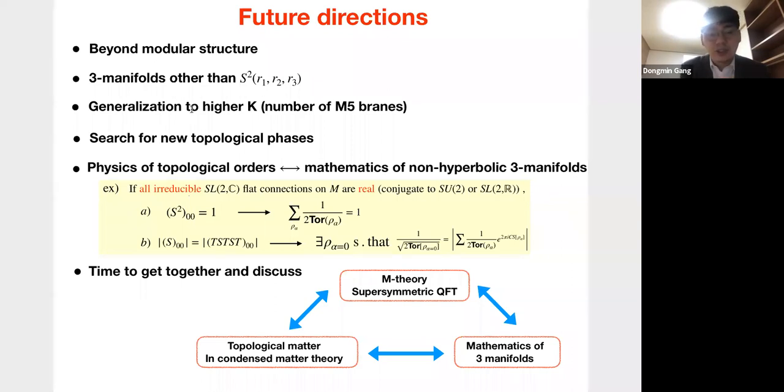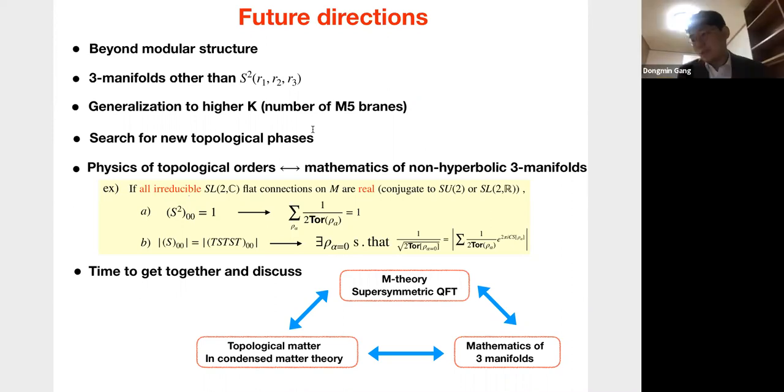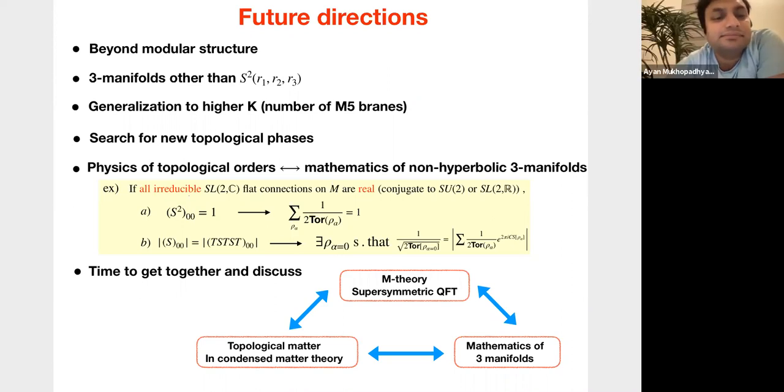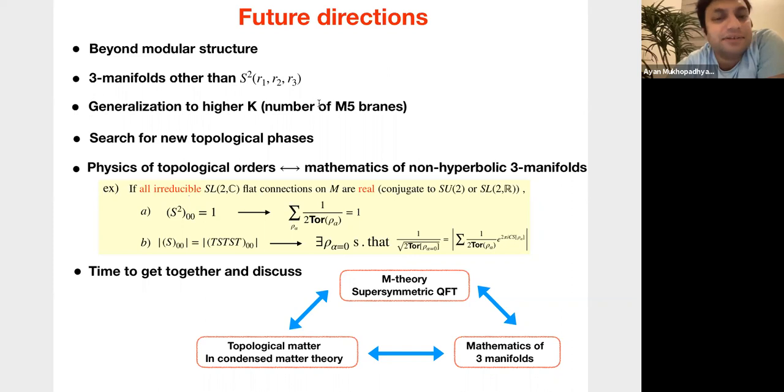Also, we can generalize by changing the number of M5-branes. We only focused on the k equals two case for simplicity, but this can be arbitrarily generalized. Because if you change to higher k, would you be able to get some non-abelian representations of the braid group also that way? So we can obtain some more complicated topological phases. Even in the k equals two case, there is some non-abelian statistics, but something more complicated will happen for higher k.